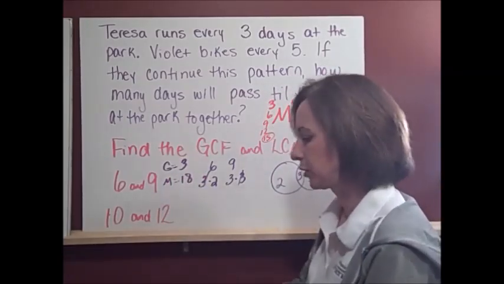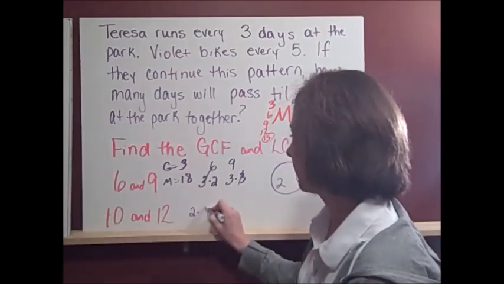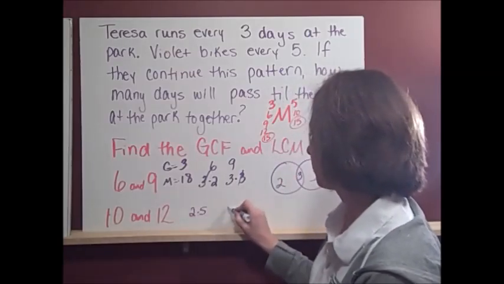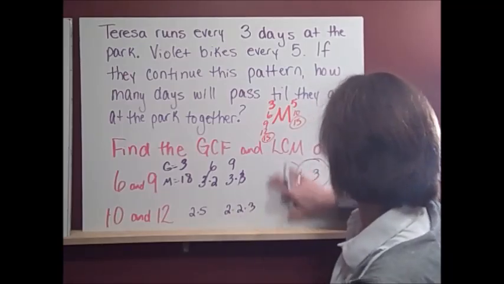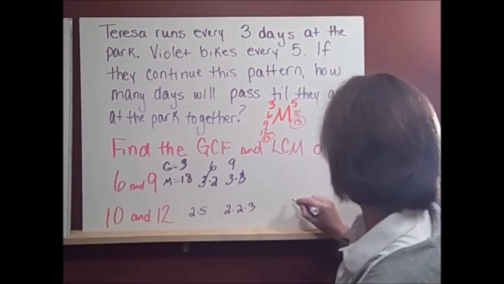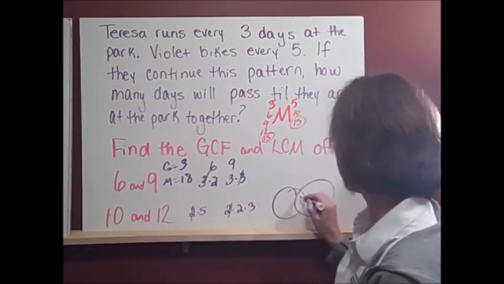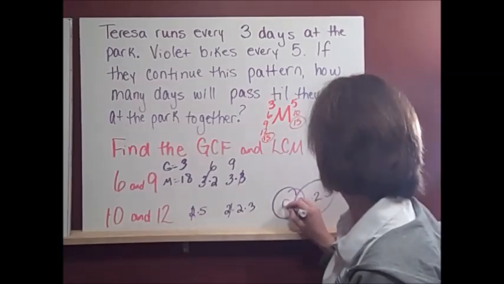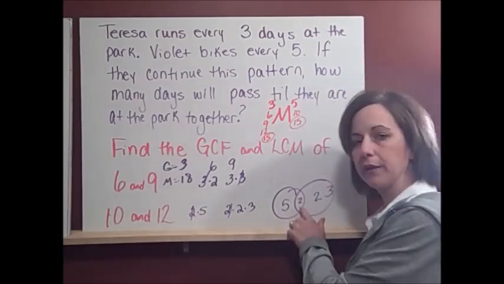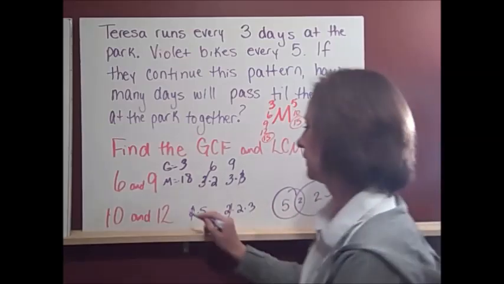Okay, let's try 10 and 12. Hopefully with 10 you ended up with a 2 and a 5. And with 12, you ended up with a 2 and a 2 and a 3. Draw another Venn diagram over here. What is going in the middle is the 2. What's left is a 2 and a 3 and a 5. So your greatest common factor is 2, and your multiple is 60.